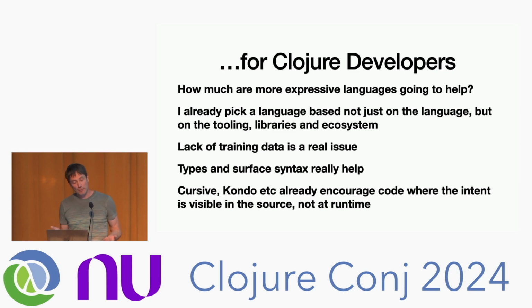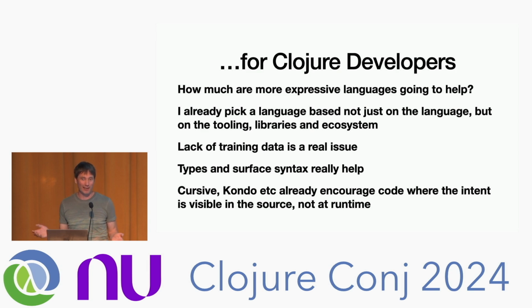So, I already pick a language not just based on the language itself, but on the tooling, the libraries, the ecosystem around it. And so now, say I'm starting a company and I have a completely greenfield project. I'm totally convinced that this AI tooling is going to be really beneficial. I'm probably going to be picking a language that I know works well with LLMs, right? And for Clojure, lack of training data is a real issue. There just is not as much Clojure code out there as there is in other languages like Python. There's tons of it. And also types and surface syntax really help.